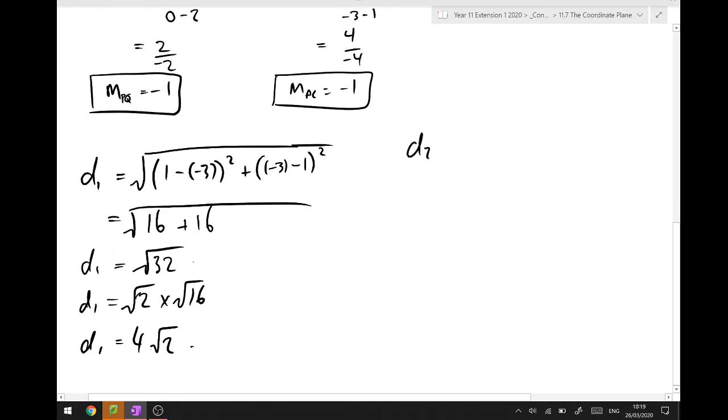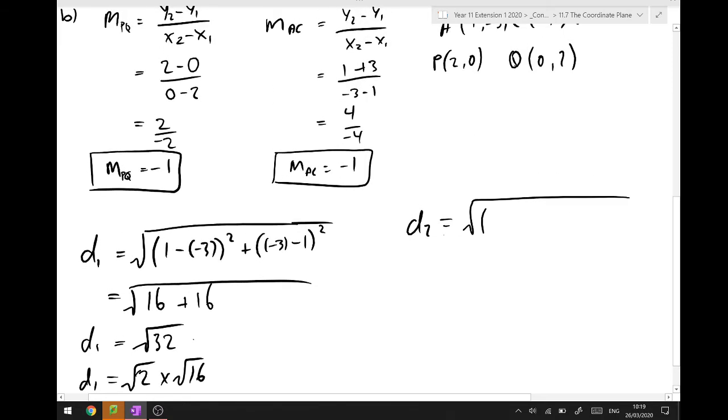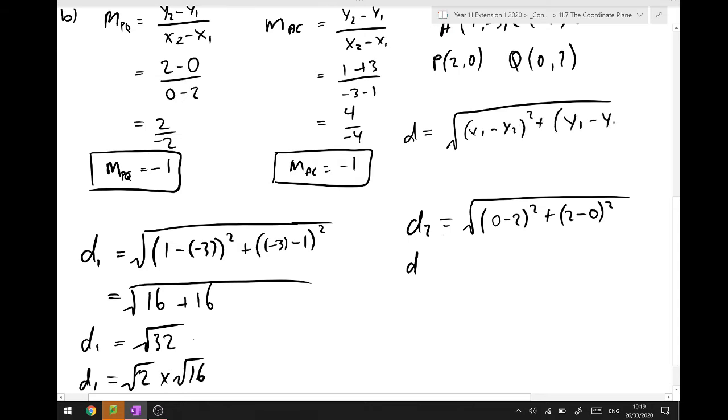So distance 2 in this case is going to be equal to the square root of, for this one, we're using these P and Q points up here. Siri just attacked me for some reason. We're going to go 0 minus 2 squared plus 2 minus 0 squared. Remember the distance formula: d squared is equal to the difference in the x's squared plus the difference in the y's squared, or it's just Pythagoras.